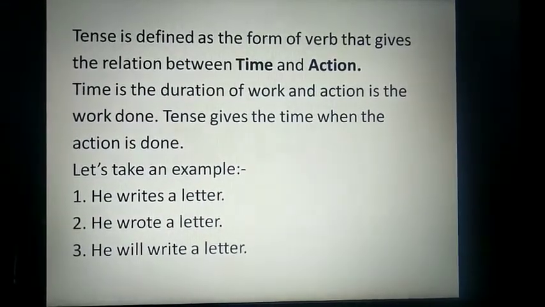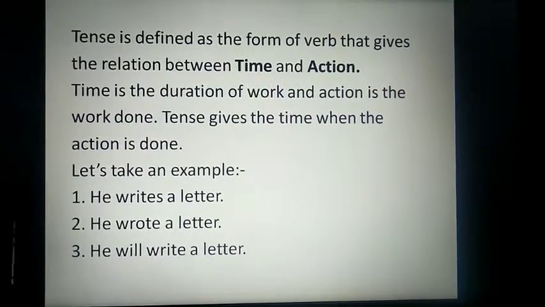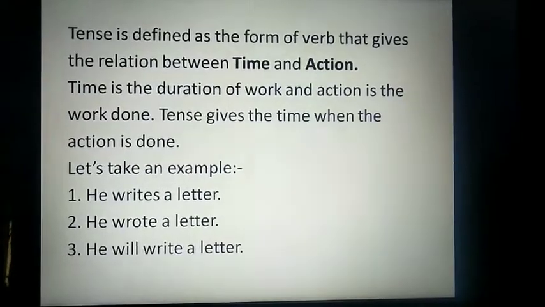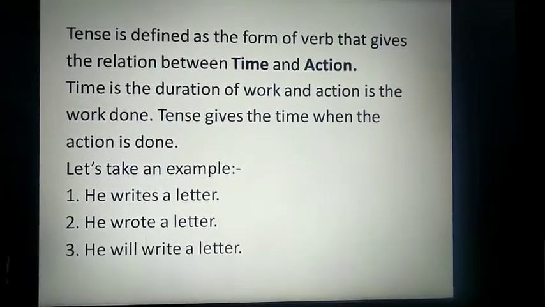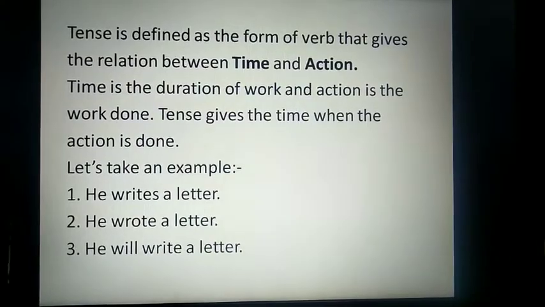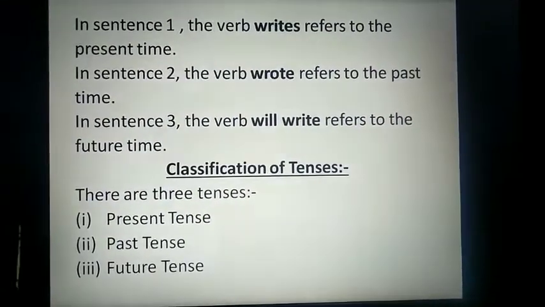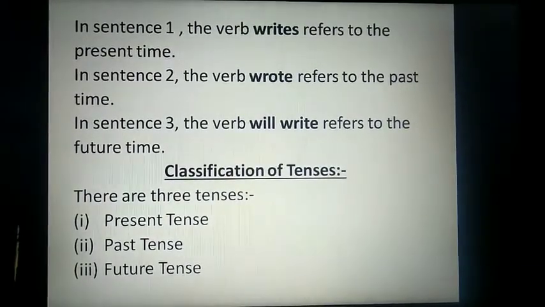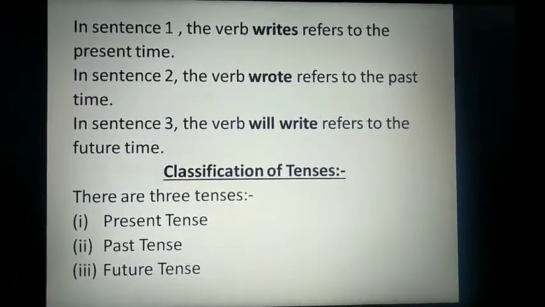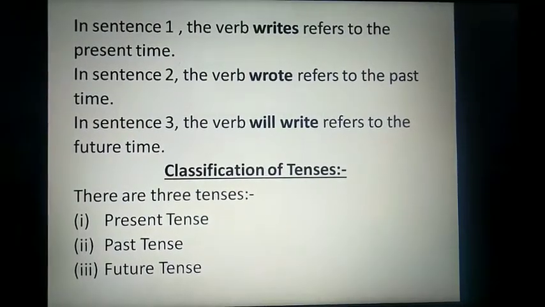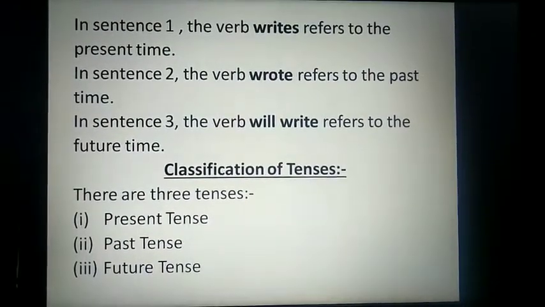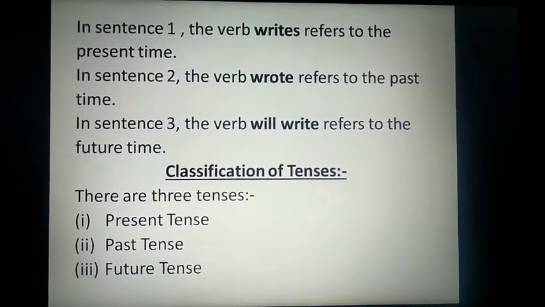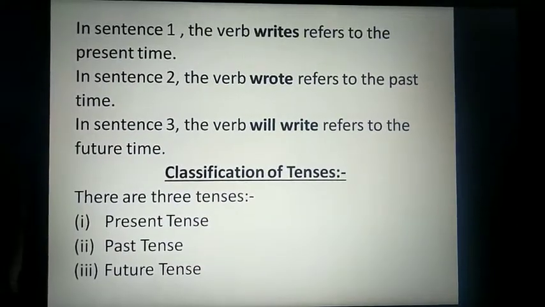Here I have taken 3 examples. Read them carefully. First is he writes a letter. Second, he wrote a letter. And third is he will write a letter. So in sentence 1, the verb writes refers to the present time. In sentence 2, the verb is wrote, which refers to the past time. And in sentence 3, the verb will write refers to the future time.